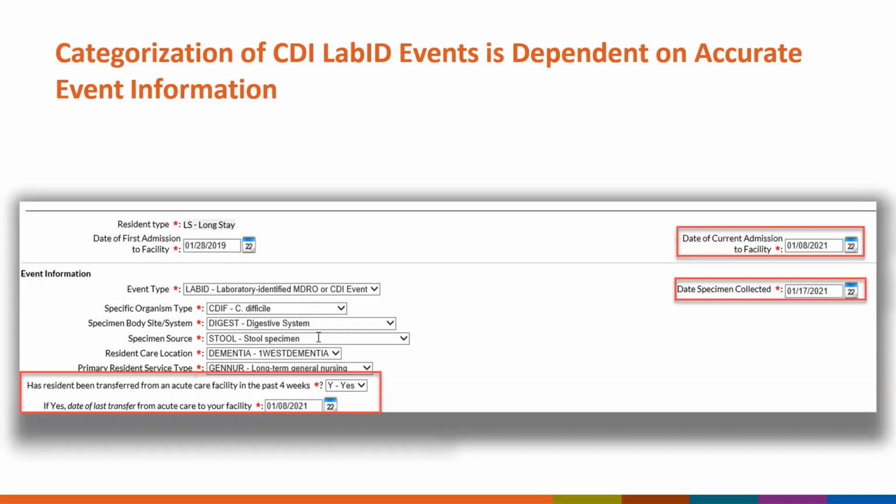As previously mentioned, you have your categories of community onset and long-term care facility onset, and long-term care onset events are further subclassified as an ACLO. If you are able to see these dates in the screenshot, you will be able to determine this particular event was categorized as an ACLO. That is because the specimen date was collected more than 3 days after the current admission date of January 8th, and the resident was transferred from an acute care facility in the previous 4 weeks.